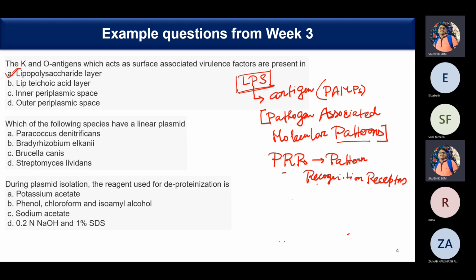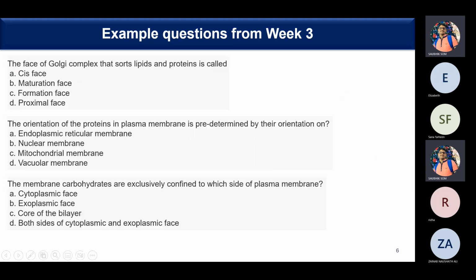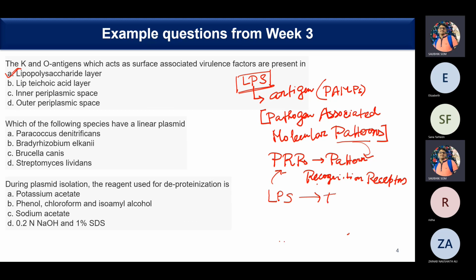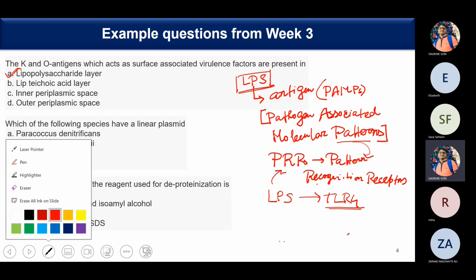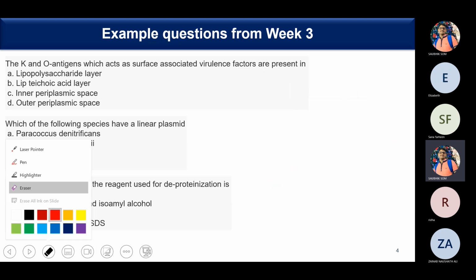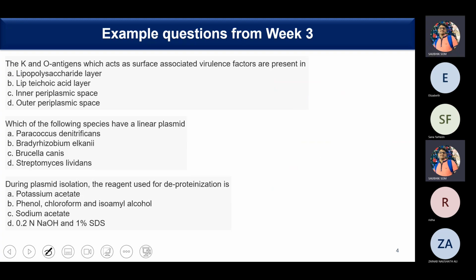So there are patterns, and these patterns will be recognized by these PRRs. Later it was found out that LPS was one such pattern which was detected by TLR4. The toll-like receptor pathway is a very important pathway in innate immunity, which got a Nobel Prize. Next slide. So this is the lipopolysaccharide.